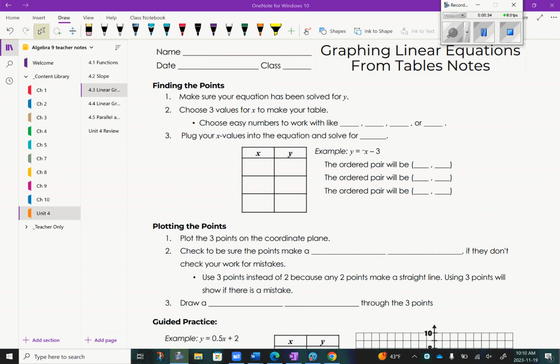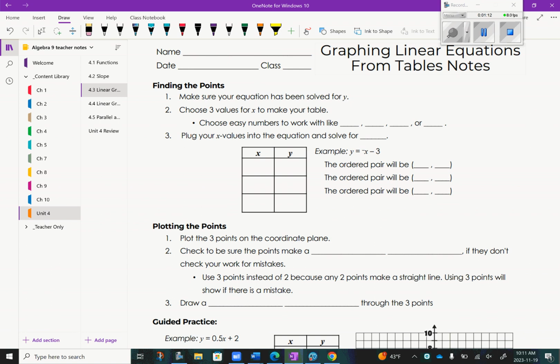Well, first of all, make sure your equation has been solved for y. Sometimes they'll give it to you in the form of, say, y equals 2/3 x plus 7, where y is on one side of the equation all by itself. That's exactly what they're talking about here. Other times, you'll be given things like 3x minus 7y is equal to 12. That's also the equation of a line, but that form, we're going to do something to that.